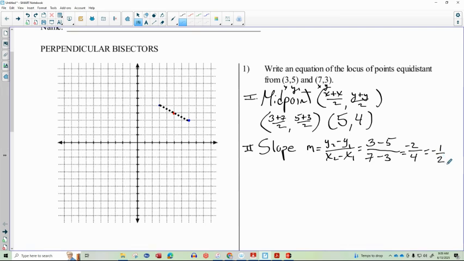Awesome. And that should make sense when we look here, because negative 1/2 means down 1 across 2.